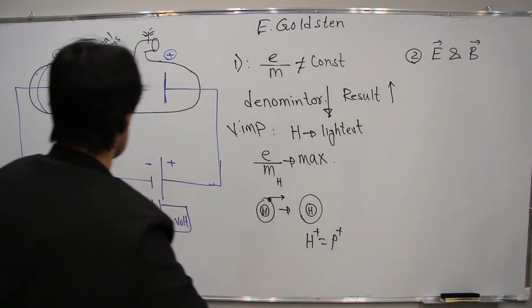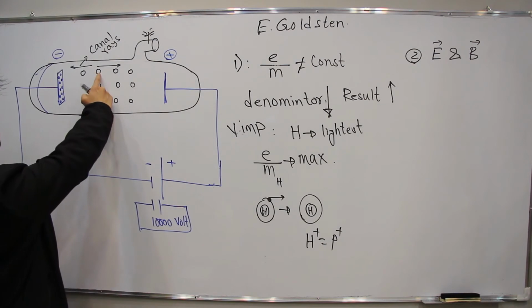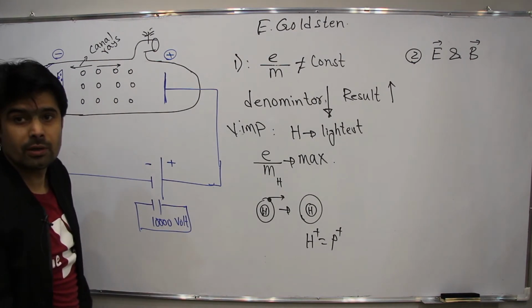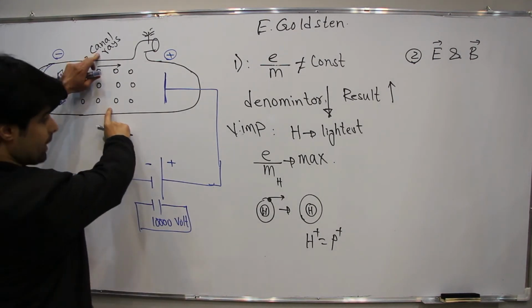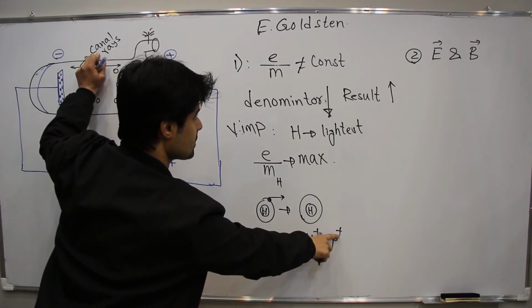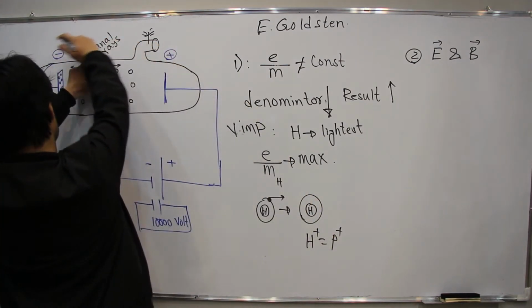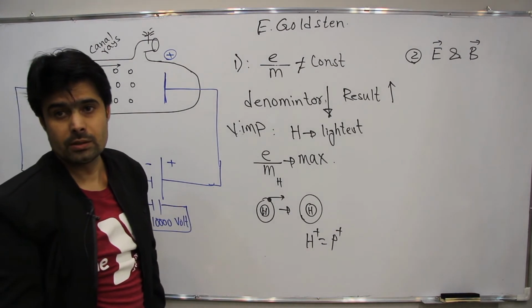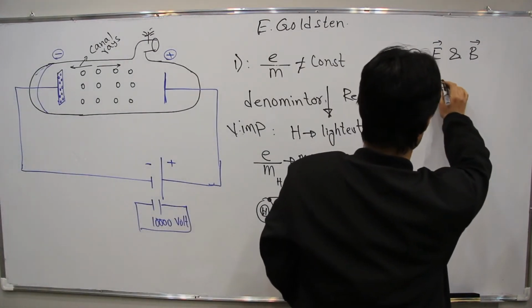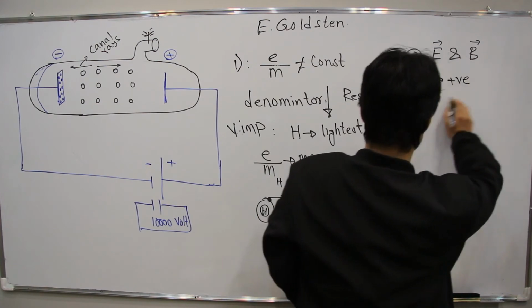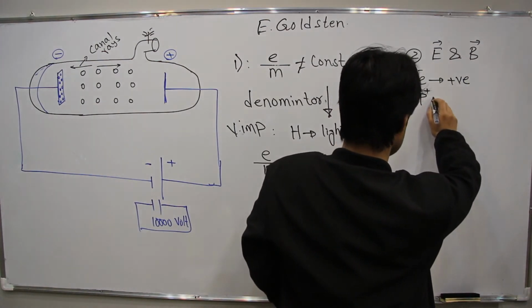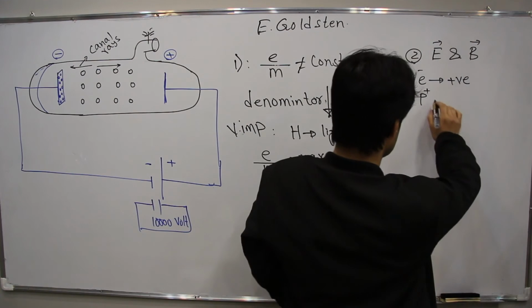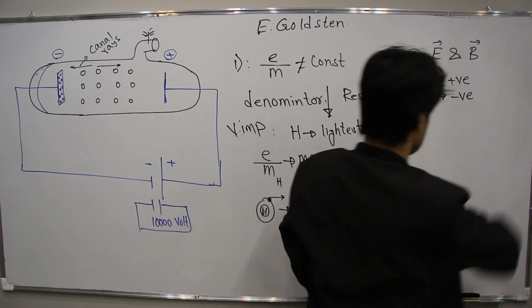What do you mean? It means the cathode rays, they were attracted to the positive side. Why? Because they were negative. Now, in this case, is this ray positive or negative? It's positive. It means they are attracted to the negative side, opposite to the cathode rays. Electrons were attracted to the positive plate, but protons or canal rays or these ions which are positive, they are attracted to the negative side.